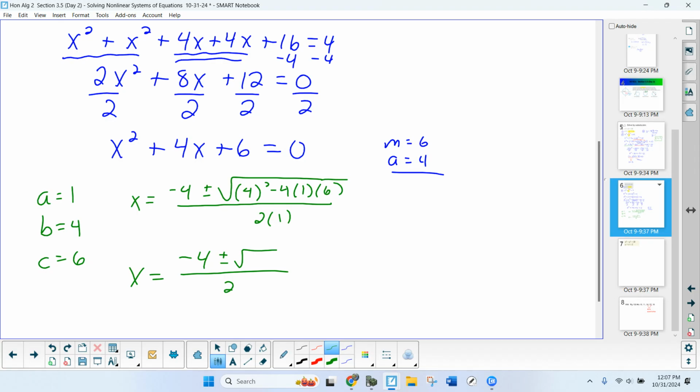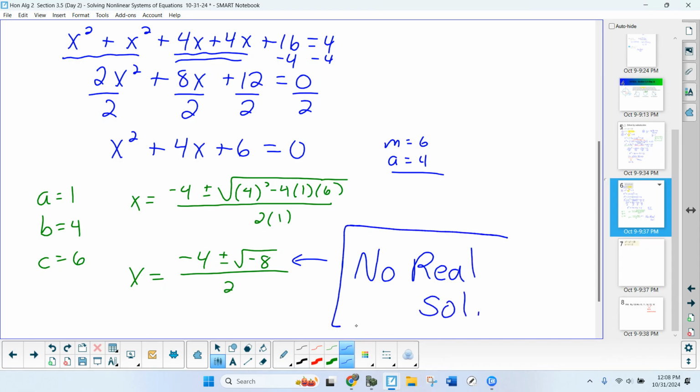What is 4 squared? That's 16. Minus 4 times 1 times 6. That's 16 minus 24. What do you get under the radical sign? A negative. What's that mean? No real solution. So this is a no real solution problem. When you get a negative under the radicand, you have no real solution.